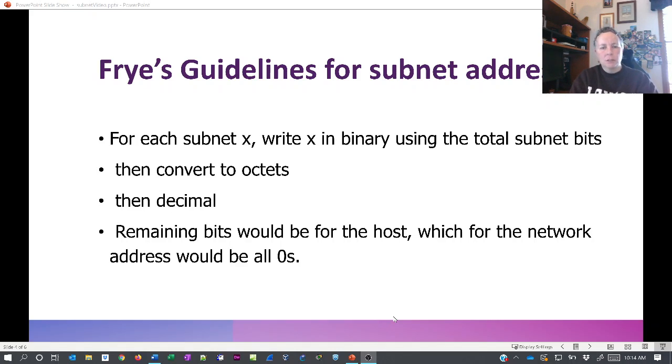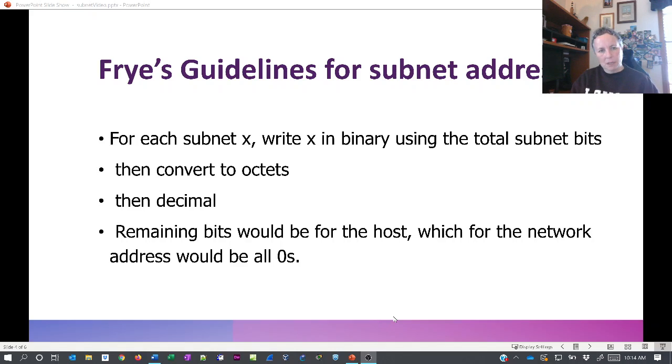Then what you do is you take those 16 bits and convert them to octets. So we're going to have our 0, 0, 0, 0, 1, and then 3 zeros, and then the remaining 8 host bits will be our last octet, and then you convert that to decimal.